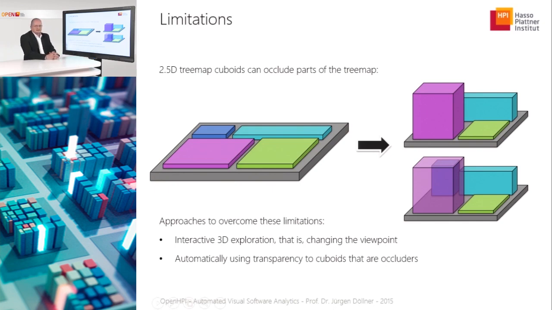Approaches to overcome these limitations include to provide interactive 3D exploration and navigation functionality. That is, the users can directly change their viewpoint such that they get the right view or the right insights into the corresponding areas of a 2.5 dimensional tree map. We could also use transparency, maybe automatically set up, if cuboids occlude other cuboids.